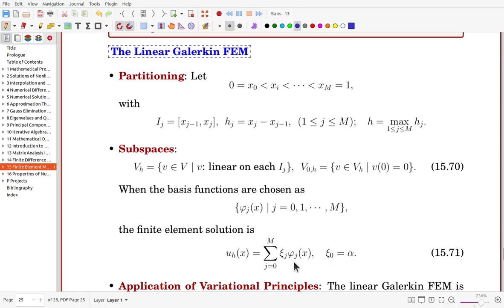And so practically the number of unknowns for this equation is m rather than m plus 1. Already one value is known. In this way, we formulate our finite element solution.